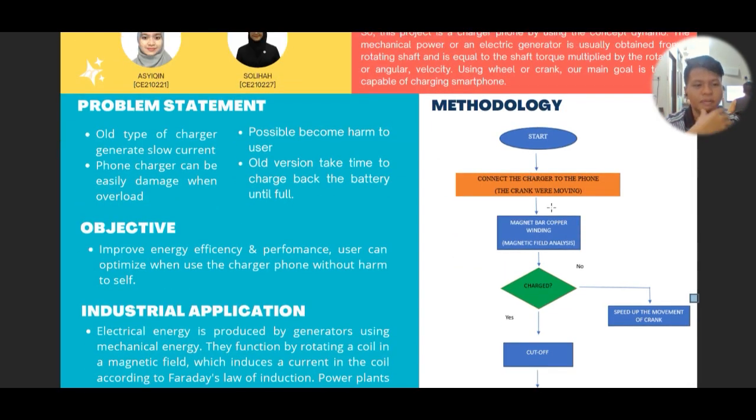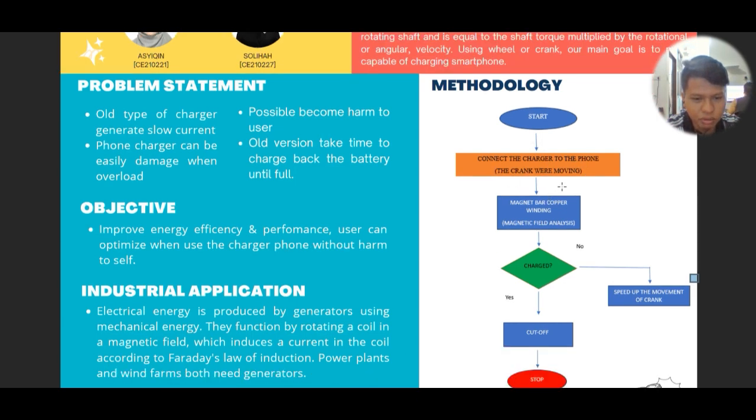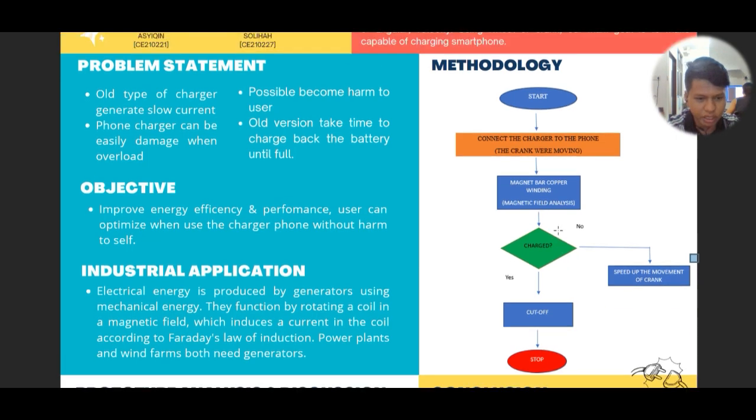So our methodology itself: when we start, we connect the charger to the USB module. So the crank should be moved, and then the magnet bar inside the DC motor itself will be static, and the shaft will be moving. So the coil will be located at the shaft, so it will rotate and generate current itself. The faster the shaft moves, the more current will be generated.